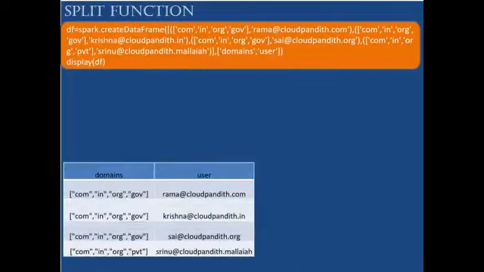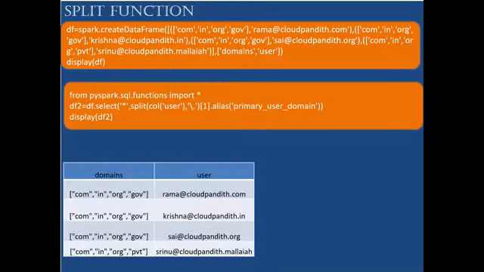Split function again. From now onwards we are moving into a new area, as I mentioned. This is the domains and users I have created. So this is the data frame. So df.select of star. I'm selecting these two columns, along with that I'm splitting the user column based on the dot, and I want to take the first item. The first item is nothing but com, in, org, malaya. So these things will come.